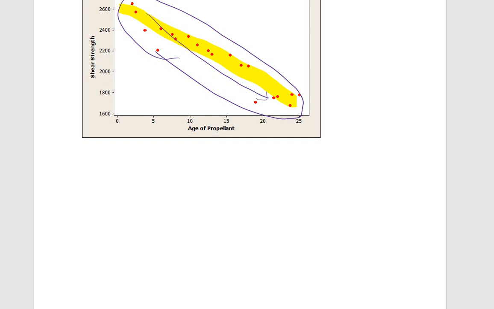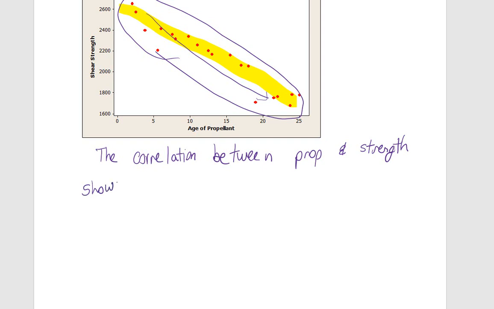So I would say the correlation between propellant and strength shows a strong linear negative relationship.